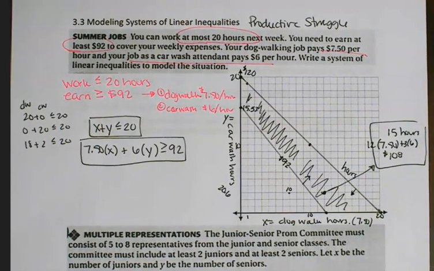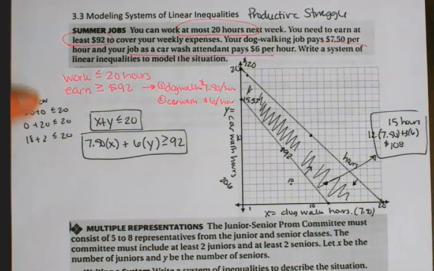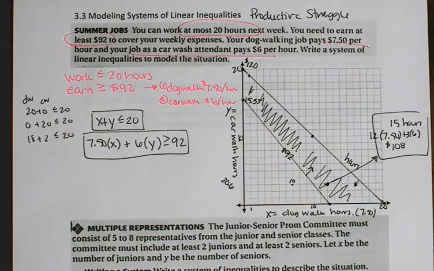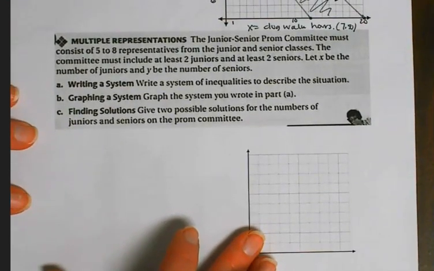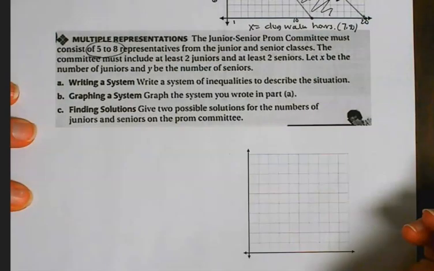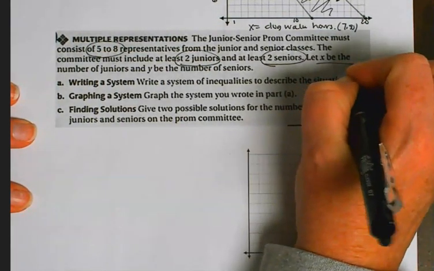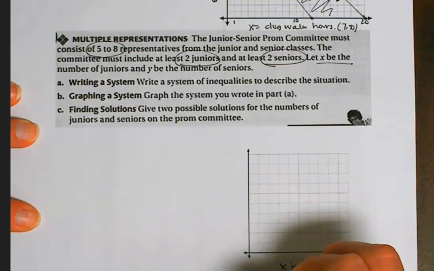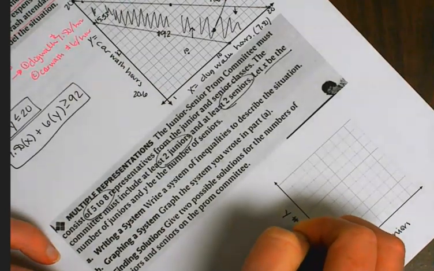So in the productive struggle, you're reading, you're thinking about it, you're coming up with possibilities, and that helps you to draw your conclusions and write your algebraic equation. The second one here says we've got a prom committee, and there's a lot of things that have to happen. We have to have 5 to 8 representatives. They're in the junior class and the senior class. It tells me X is the number of juniors, so X is juniors. That leaves Y to be number of seniors.